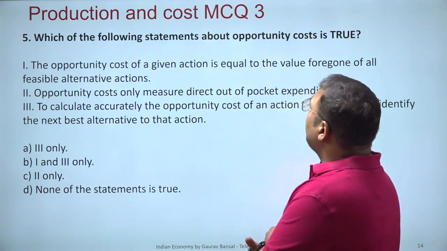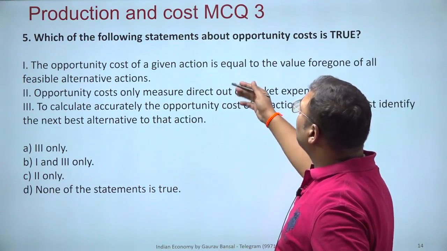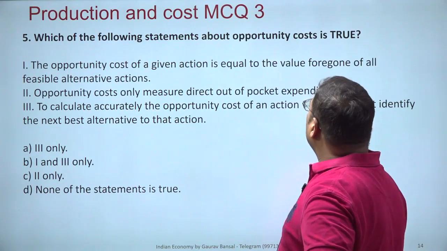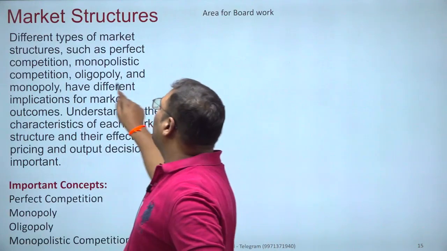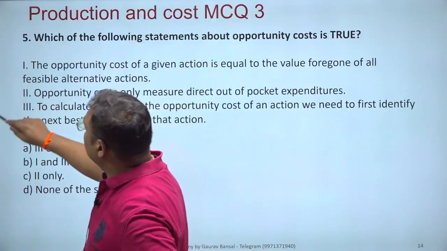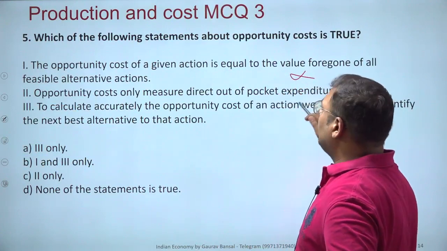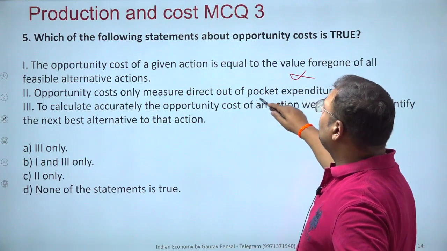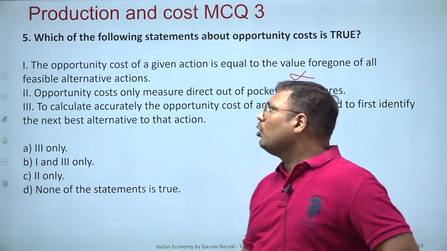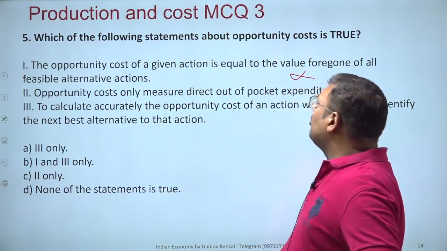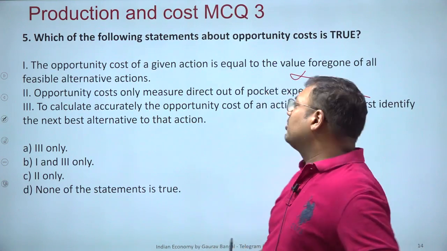Question number 5. Which of the following statements about opportunity cost is true? Okay, opportunity cost of a given action is equal to the value foregone of all feasible alternative actions. No. This is incorrect. Not all. The best alternative. Okay. Opportunity cost only measures direct out of pocket expenditure. Does it? No. Opportunity cost is not about direct expenditure.